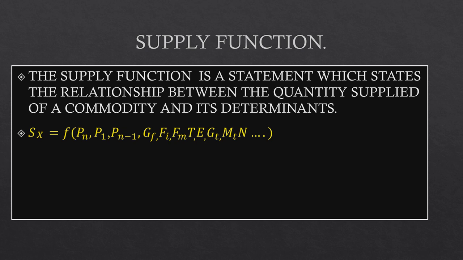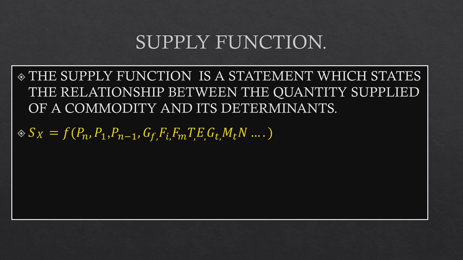Pn minus 1 is the prices of the commodities other than the good in question. Gf is the goal of the firm. F1 is the expression for the prices of different factors of production. T is the techniques that are used in production. E is the symbol for expectation about future price rises. G1 is the taxation policy and any new government policy that has been introduced by the government itself. N is the expression for natural factors, all the natural calamities that we had discussed in detail in the previous video, and MT stands for means of transportation.